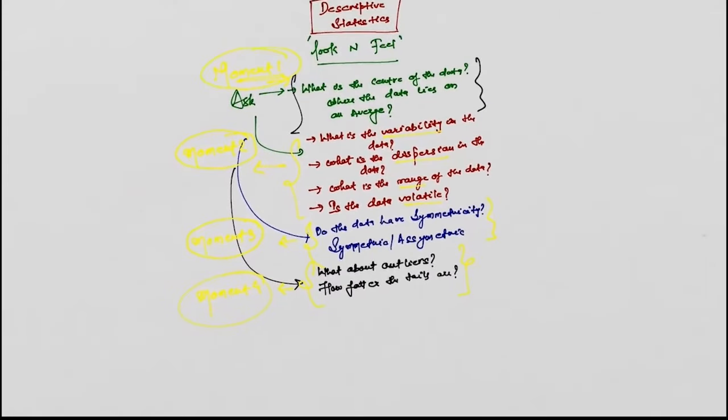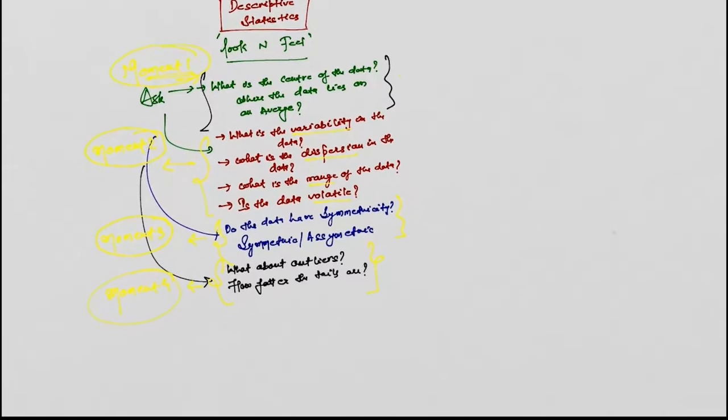So you can describe the data in four different ways. You can look and feel the data in four different ways. One about the center of the data, the second about the dispersion of the data, the third about the asymmetricity in the data, and fourth about the outliers, how fat the tails are. Okay, so this is the descriptive statistics. So we'll enter into moment one. What is moment one all about? Moment one is about central tendency in the data. So let's enter into moment one.